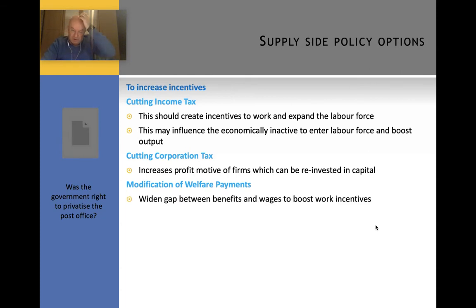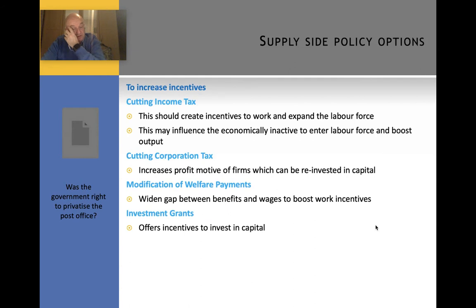We can look at modifications in welfare payments. In some cases, we might think about widening the gap between benefits and wages to boost work incentives. Clearly, if there's very little difference between living on benefits and the wage that you can earn, then there's not such a great incentive to work. Whereas if we modify the welfare payments system to help that process, it should then encourage more people to work rather than stay at home and live off benefits, for want of a better term.